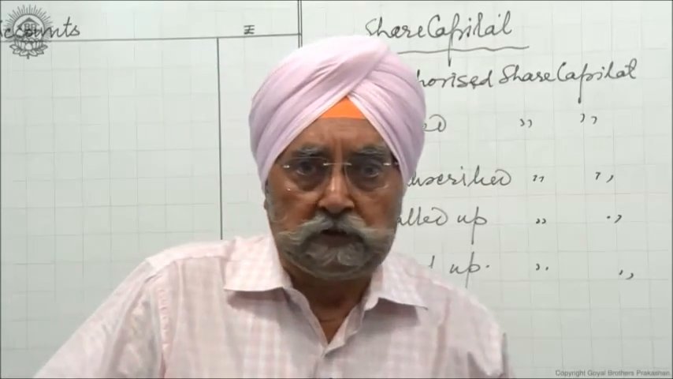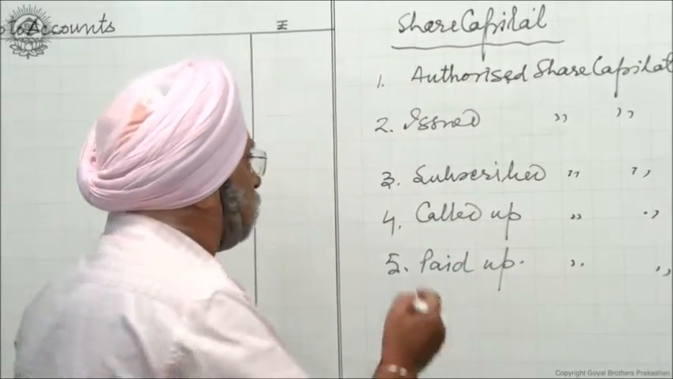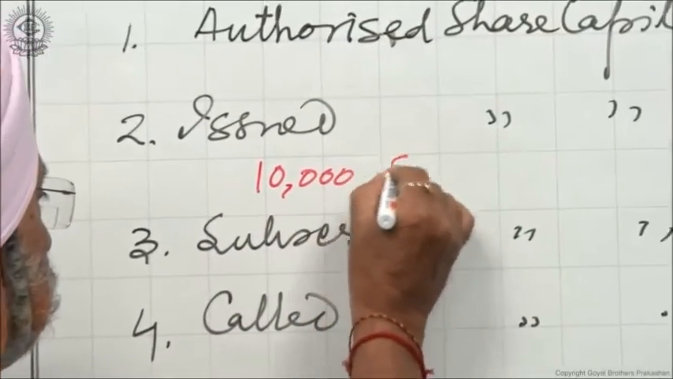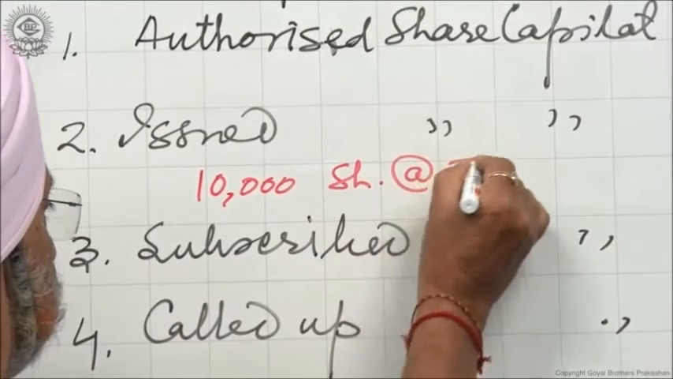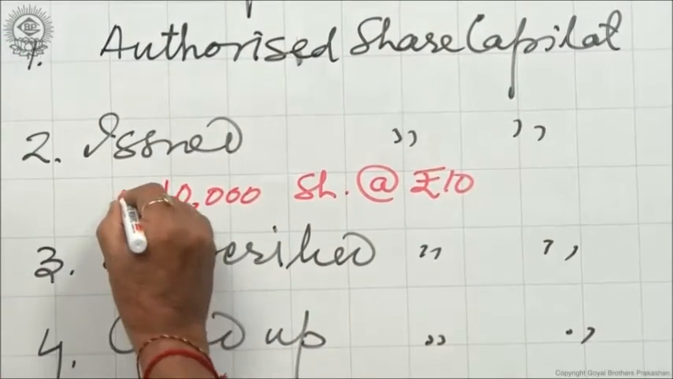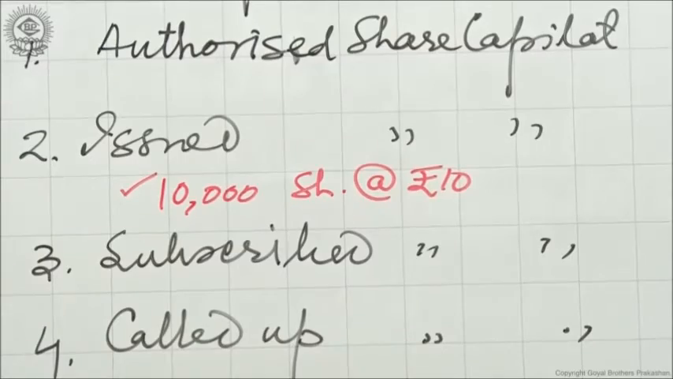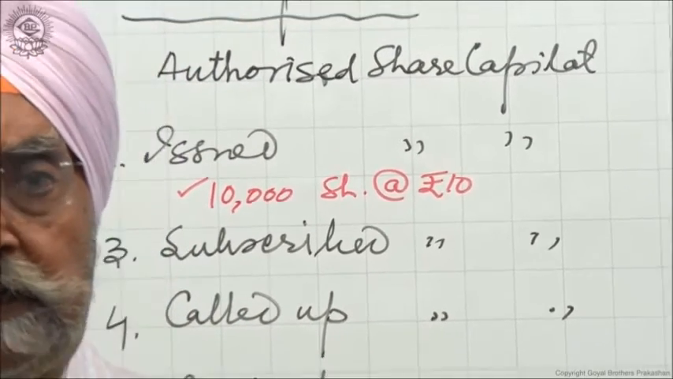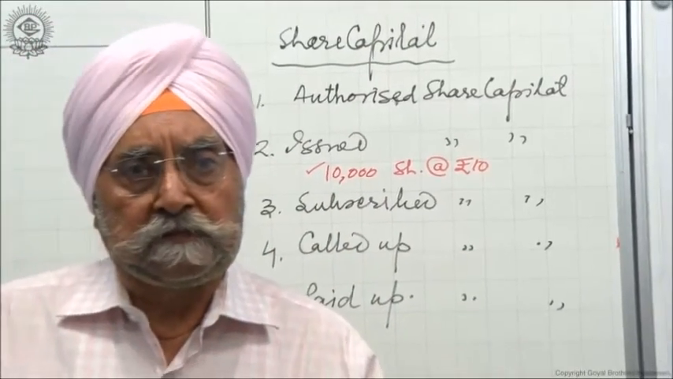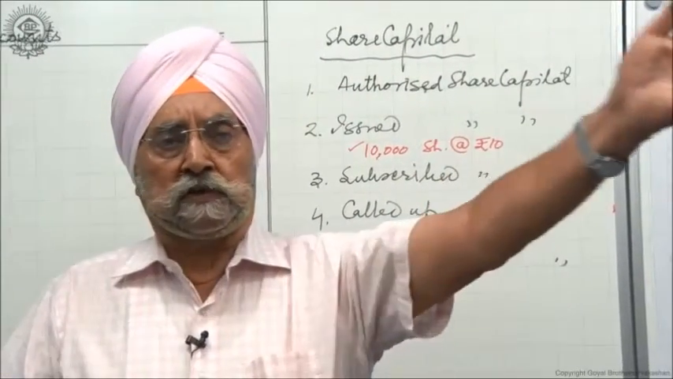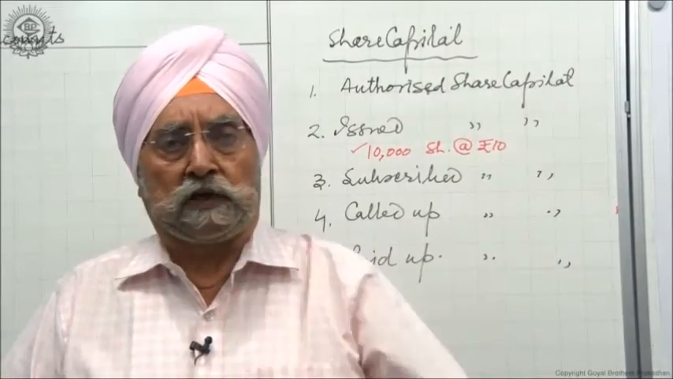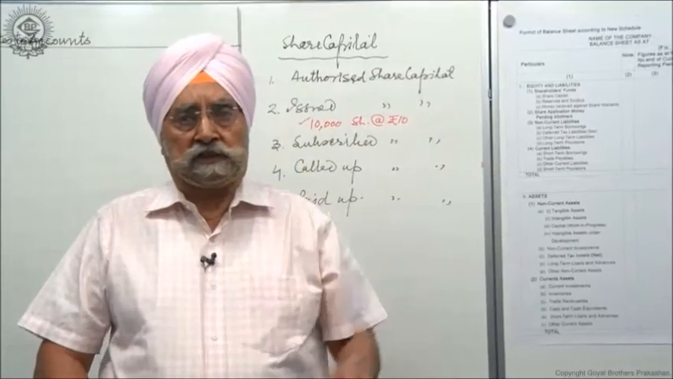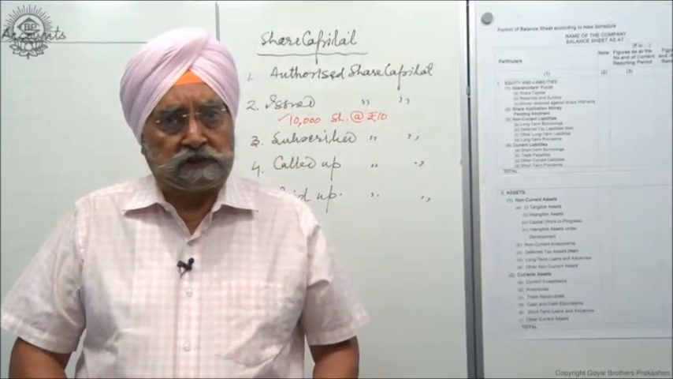And subscribed, this was from the company's point of view. The company wanted to issue 10,000 shares of rupees 10, and they issued 10,000 shares. They have done their job. 10,000 शेयर इशू कर दिए. इशू कैसे कर दिए? They issued a prospectus. They called the people, look here shareholders, future shareholders, aspirant shareholders, come on, apply for this issue of shares.